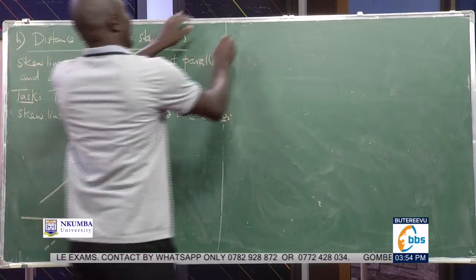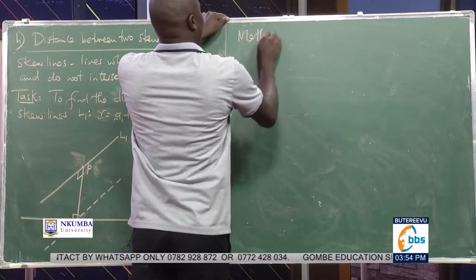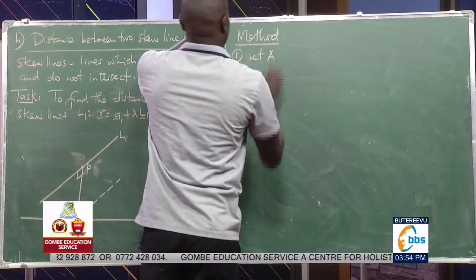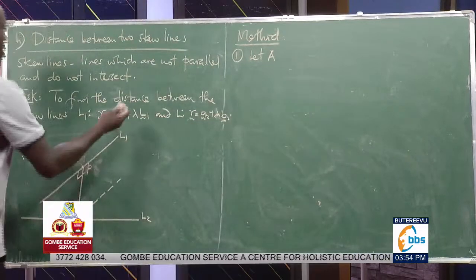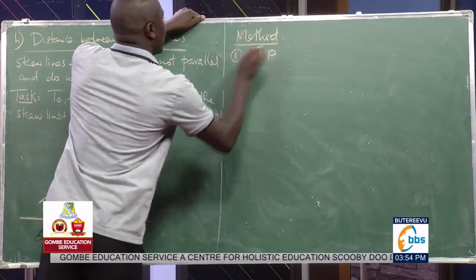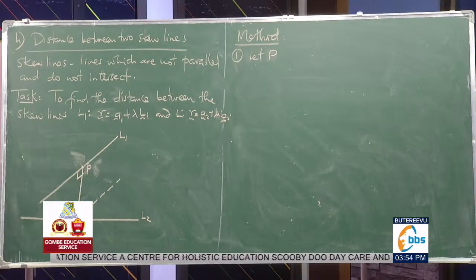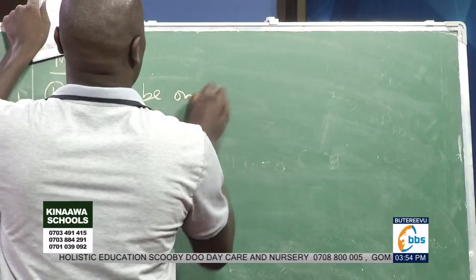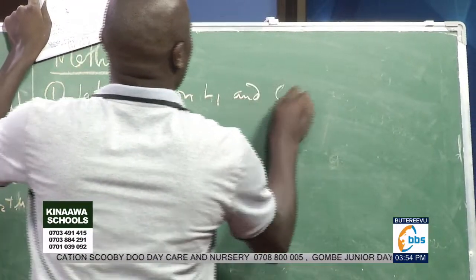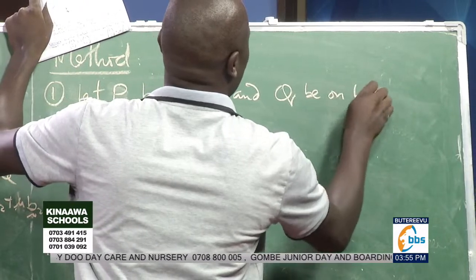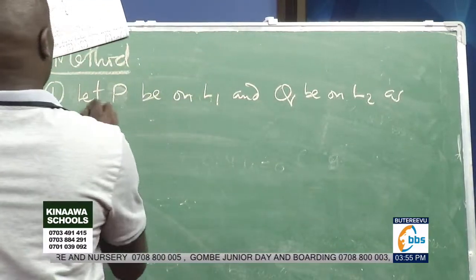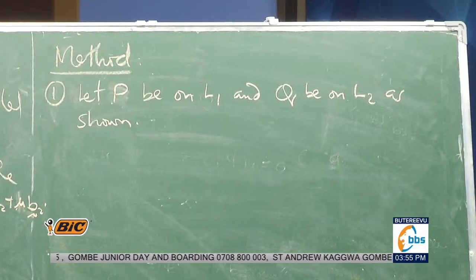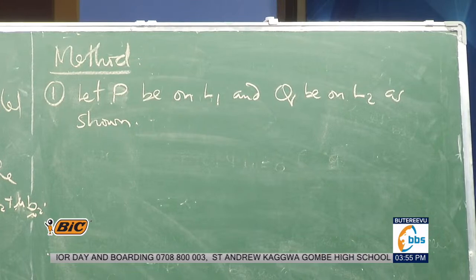So the method is, one, let P be on L1 and Q be on L2 as shown. So you draw and you let P be that point there and Q be that point there.